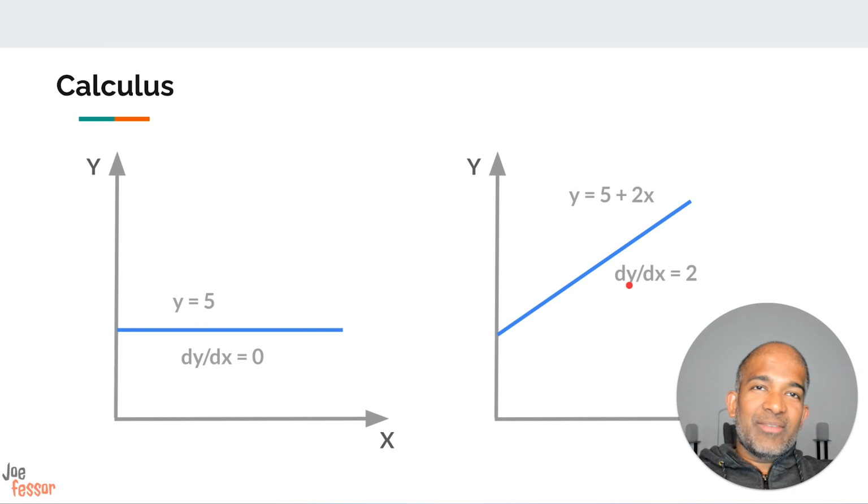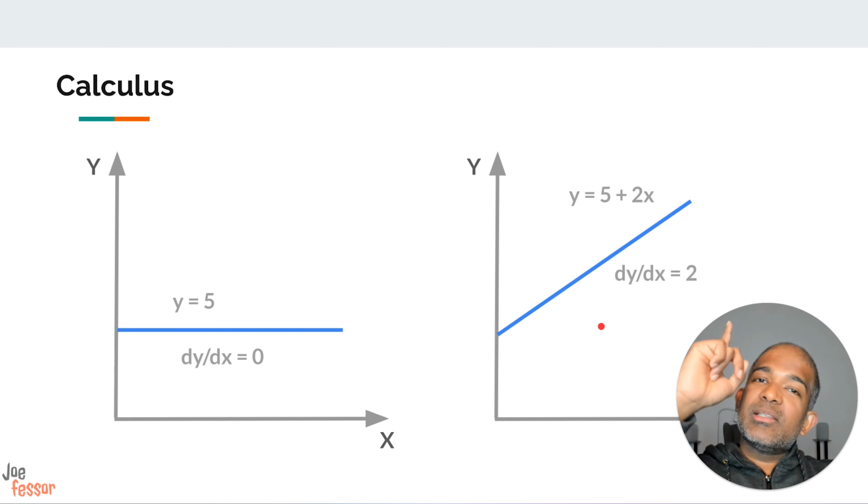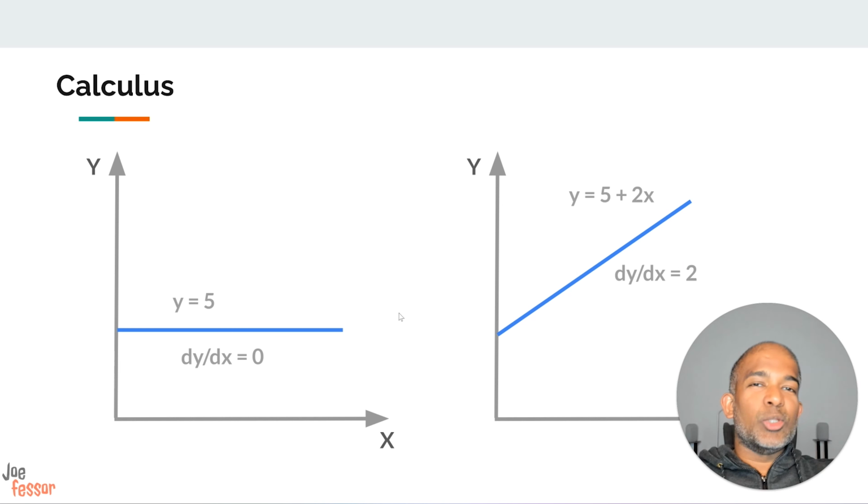In the second graph, the line is diagonal with a clear upward slope. As we move to the right on the x-axis, our y value increases. The derivative dy by dx here is equal to 2. This means for every 1 unit we move along the right, our y value increases by 2 units in a vertical direction. That's the slope here.